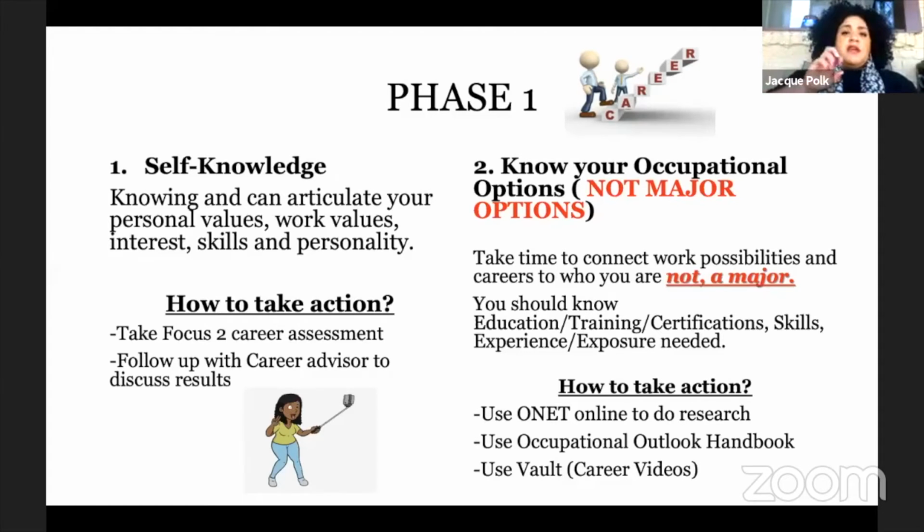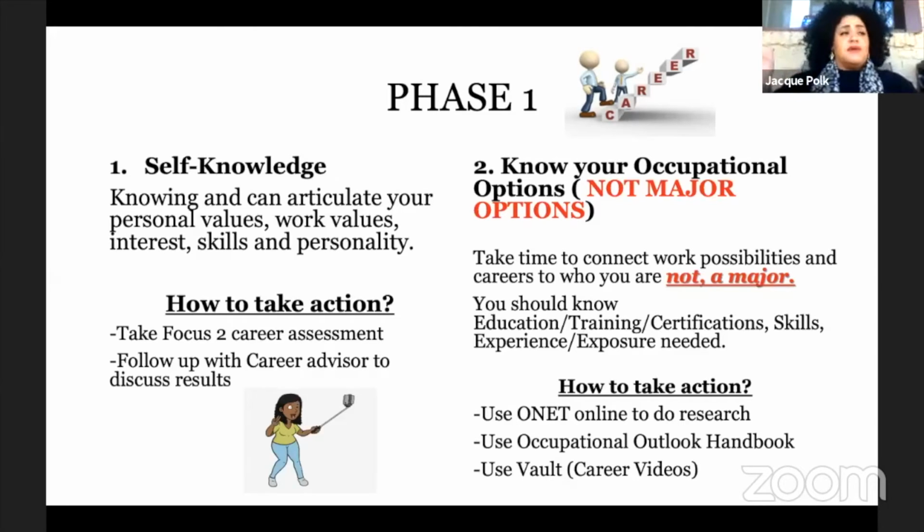Majors are a specific set of courses that give you specific knowledge for where you choose to apply it. Did everybody catch that? Majors give you knowledge where you choose to apply it. So if you don't even have your occupational options prior, then you're just learning something and you don't have a clear idea where you would apply it. So make sure that you get your options before.